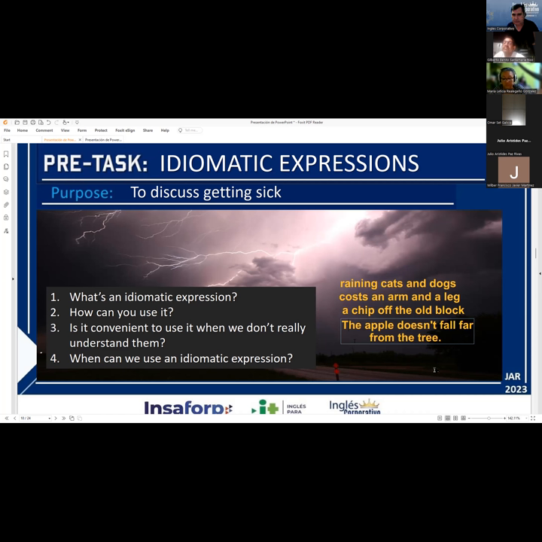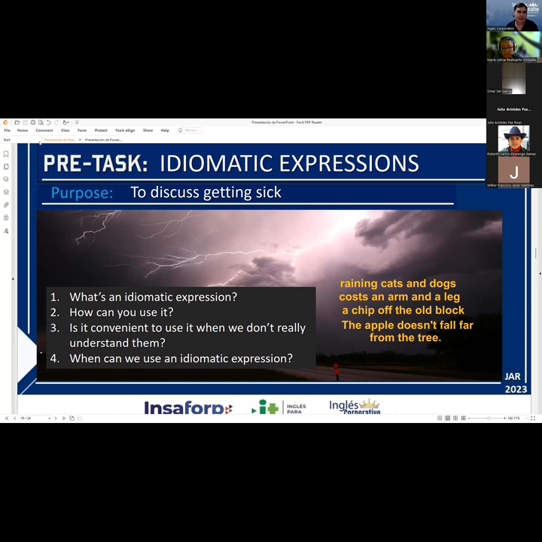Teacher, break a leg. Break a leg. It's an idiomatic expression. Wishing good luck. But if the person is a ballet dancer, you never say break a leg. Teacher, I have a question. Idiomatic expression is to say idioms. The same thing. Idiomatic expression is the complete name, but people only say idiom, short idiom.